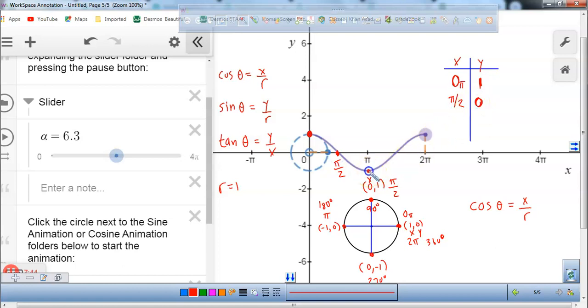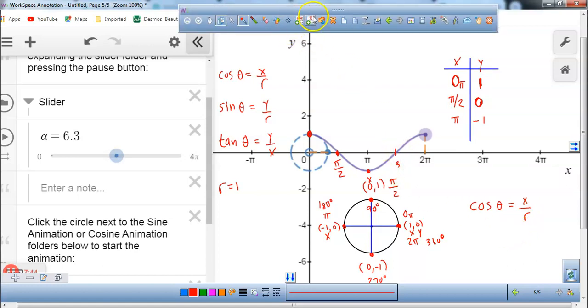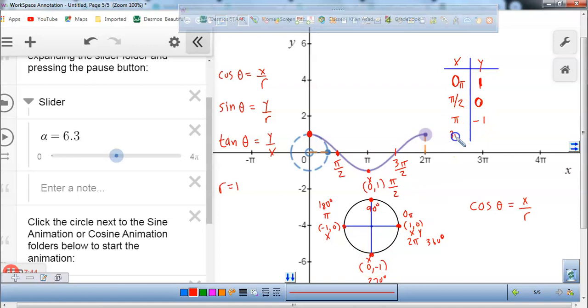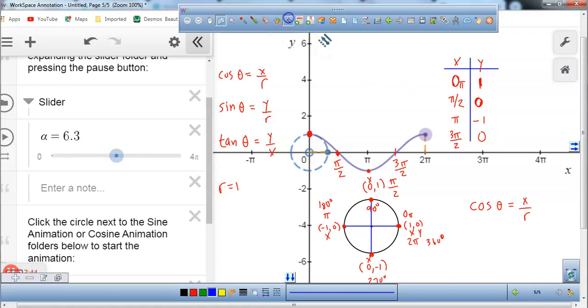Where am I right here at pi? What's my x value at pi? At pi, it's -1. So -1 over 1 is still -1 if we're using x over r. Right here, when I get to 3 pi over 2, once again my x value is 0. Well, 0 divided by 1 is still 0. So at 3 pi over 2, my y value is 0.